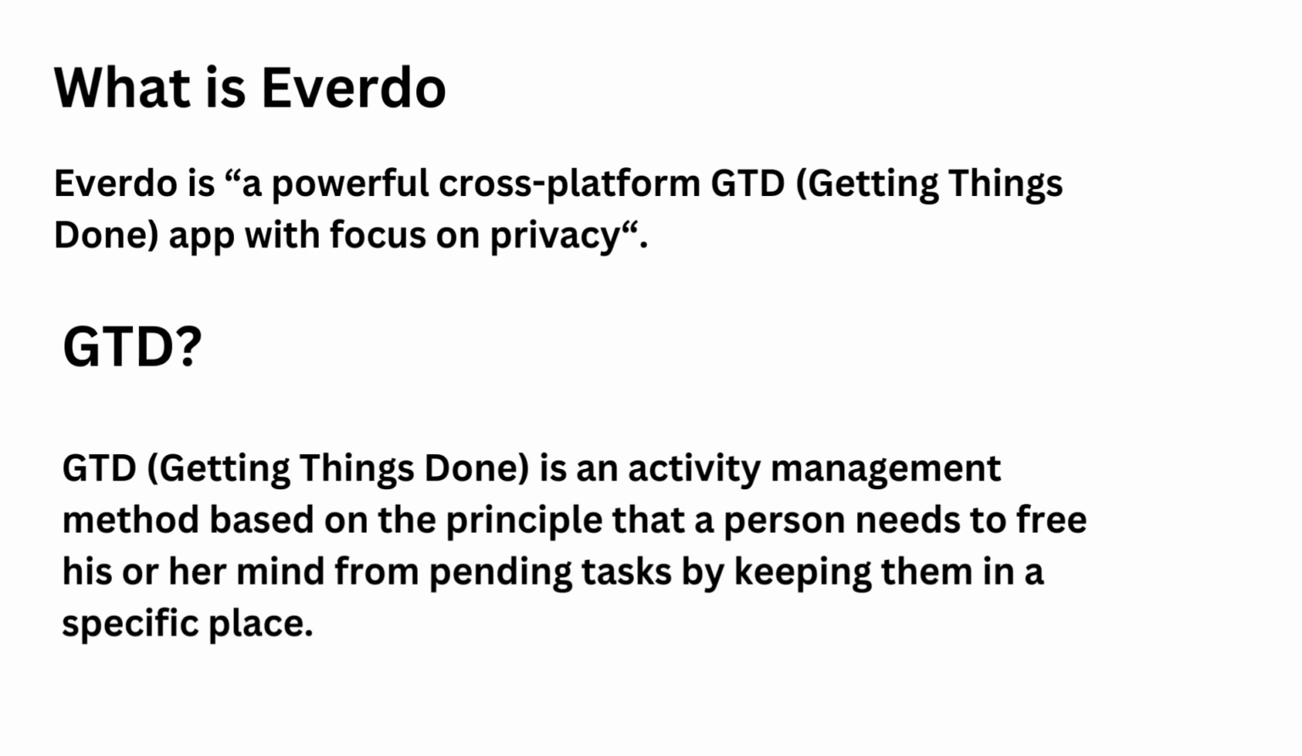Well, GTD, getting things done, is an activity management method based on the principle that a person needs to free his or her mind from pending tasks by keeping them in a specific place. In this way, there is no need to remember what needs to be done, and one can concentrate on getting the tasks done. One way this method works is that any new task that can be completed in less than 2 minutes should be done immediately. It also organizes the tasks into lists of common sections or lines that allow you to locate them correctly.